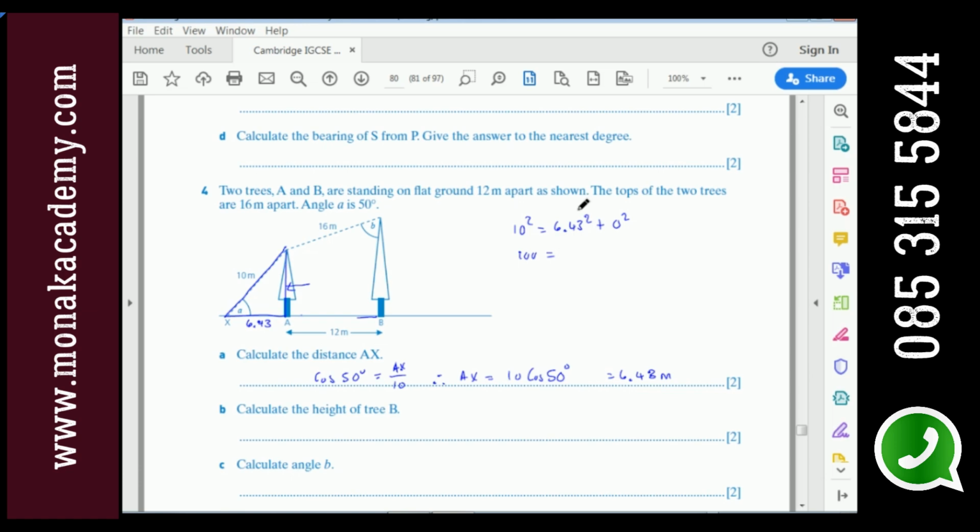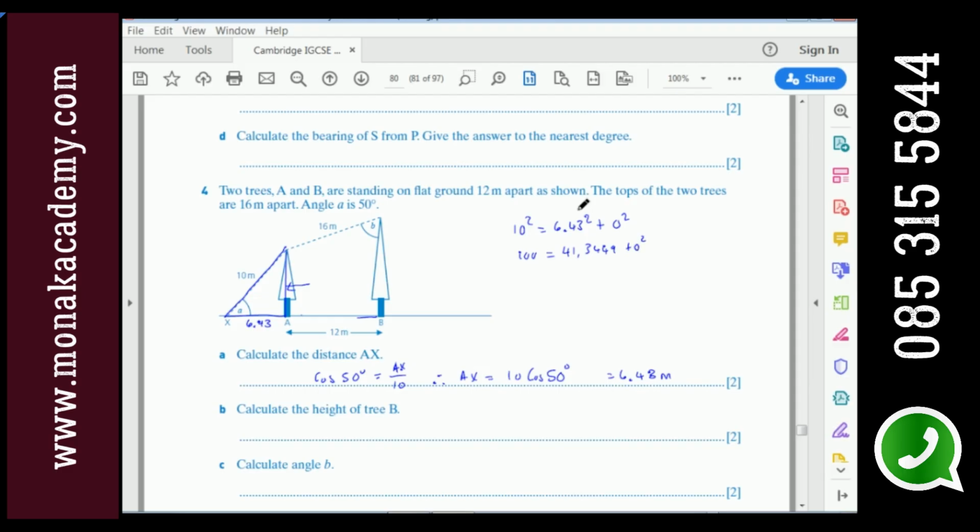6.43 squared, what do you get? 41.3. 41.344. We said we try to round off only when we are done with the answer, right? 3,449 plus O squared. Then what?